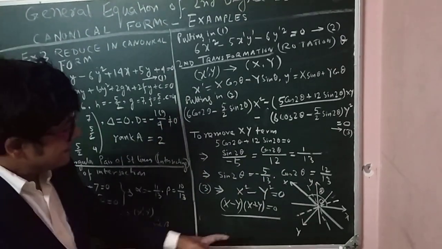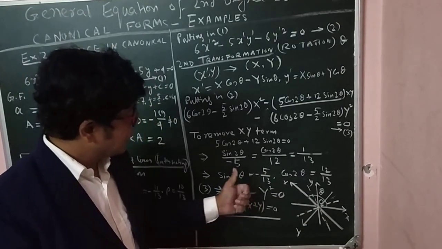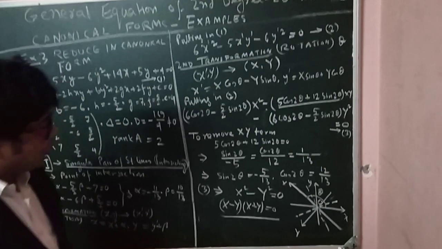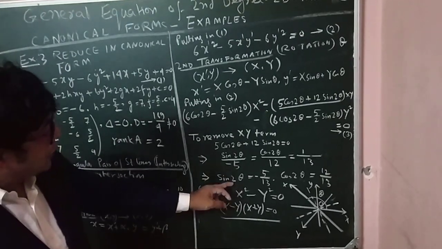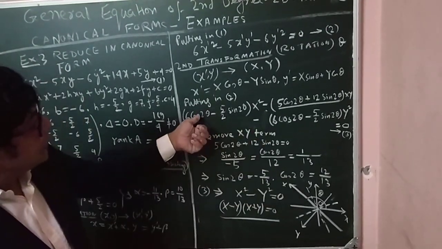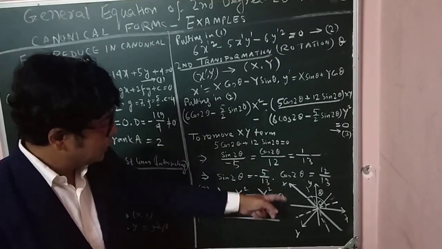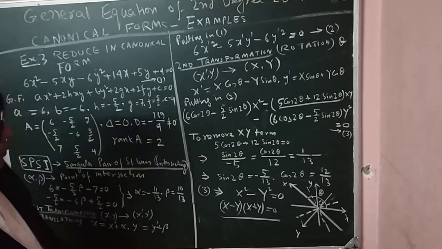So theta must be an angle such that 2 theta lies in the fourth quadrant. Substituting this sin 2 theta and cos 2 theta into equation 3, we get capital X square minus capital Y square equal to 0. So this is the required canonical form of the equation.